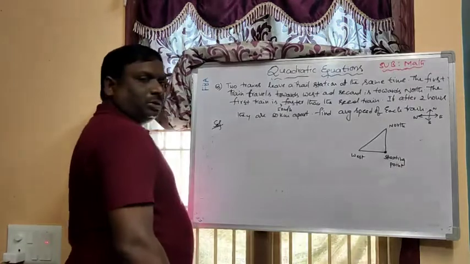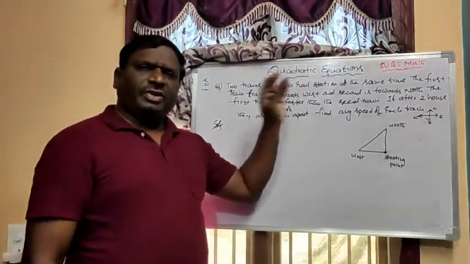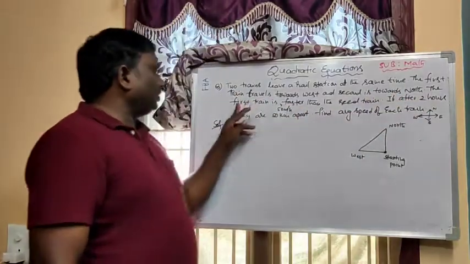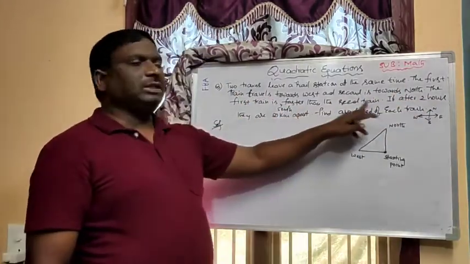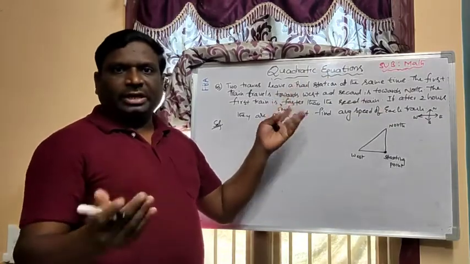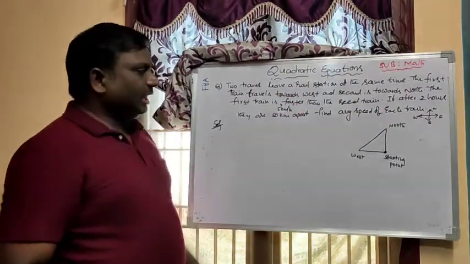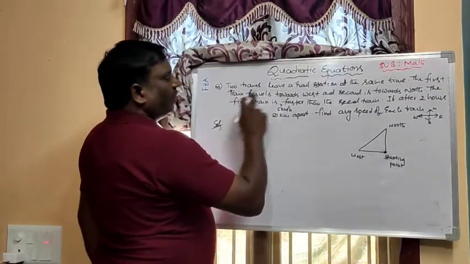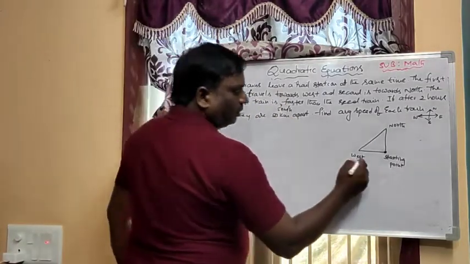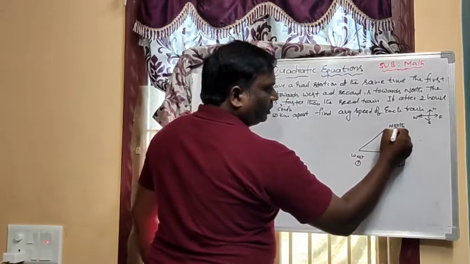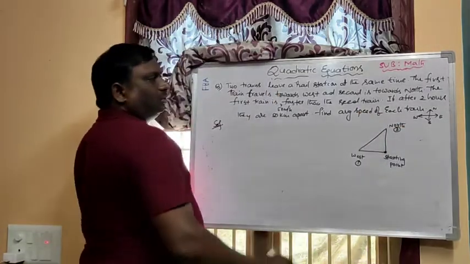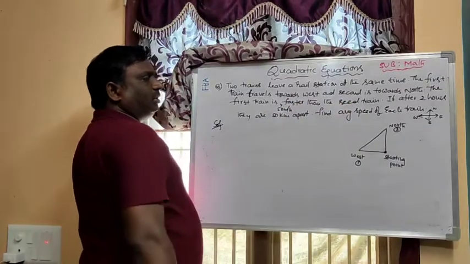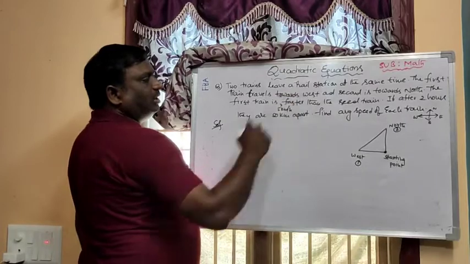Starting point. They will give each and every sentence. One more sentence they give: the first train is 5 kilometers per hour faster than the second train. We don't know the second train's speed. Which train is the first train? The one towards west. This is the first train and this is the second train. So the first train is faster than the second train by 5 km per hour.